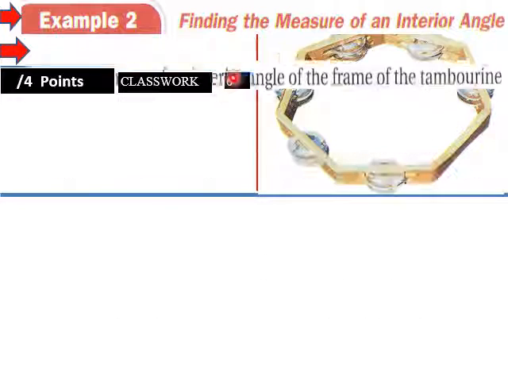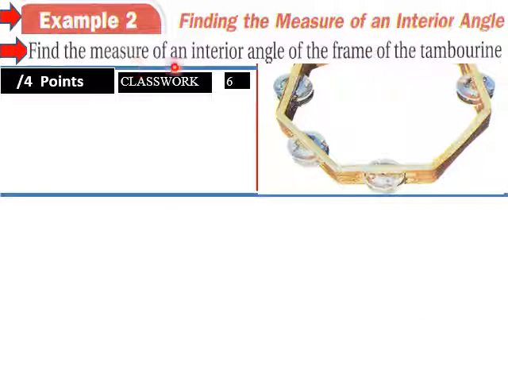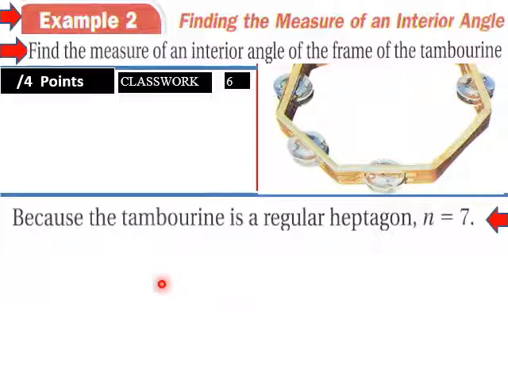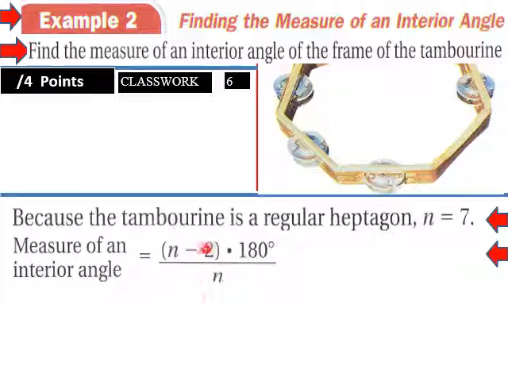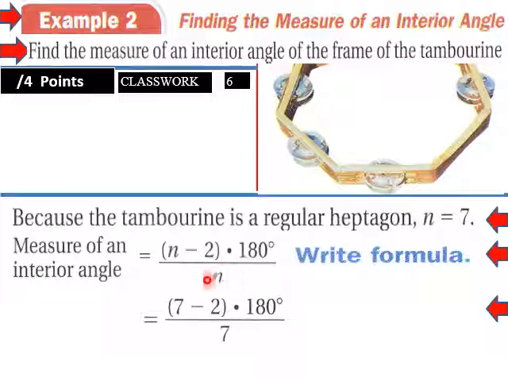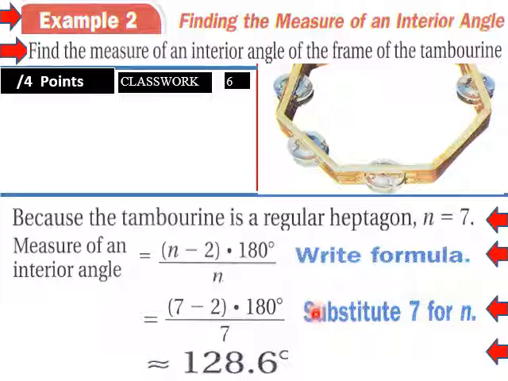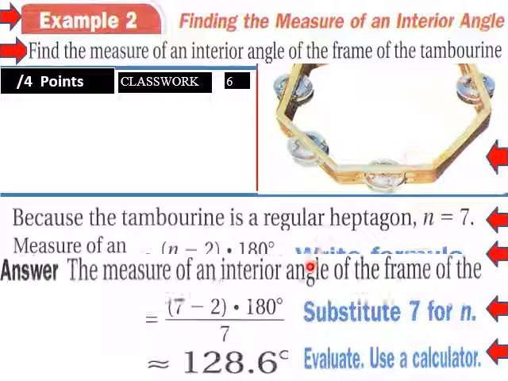Into another example here, find the measure of an interior angle. We have the frame of a tambourine. So it's a heptagon. It has 7 sides. It's a regular heptagon. So the measure of an interior angle will be n minus 2 times 180 over n. That's our formula. So we plug in 7 and 7. And then what do we get for that? We get 128.6 degrees for each one of these interior angles.